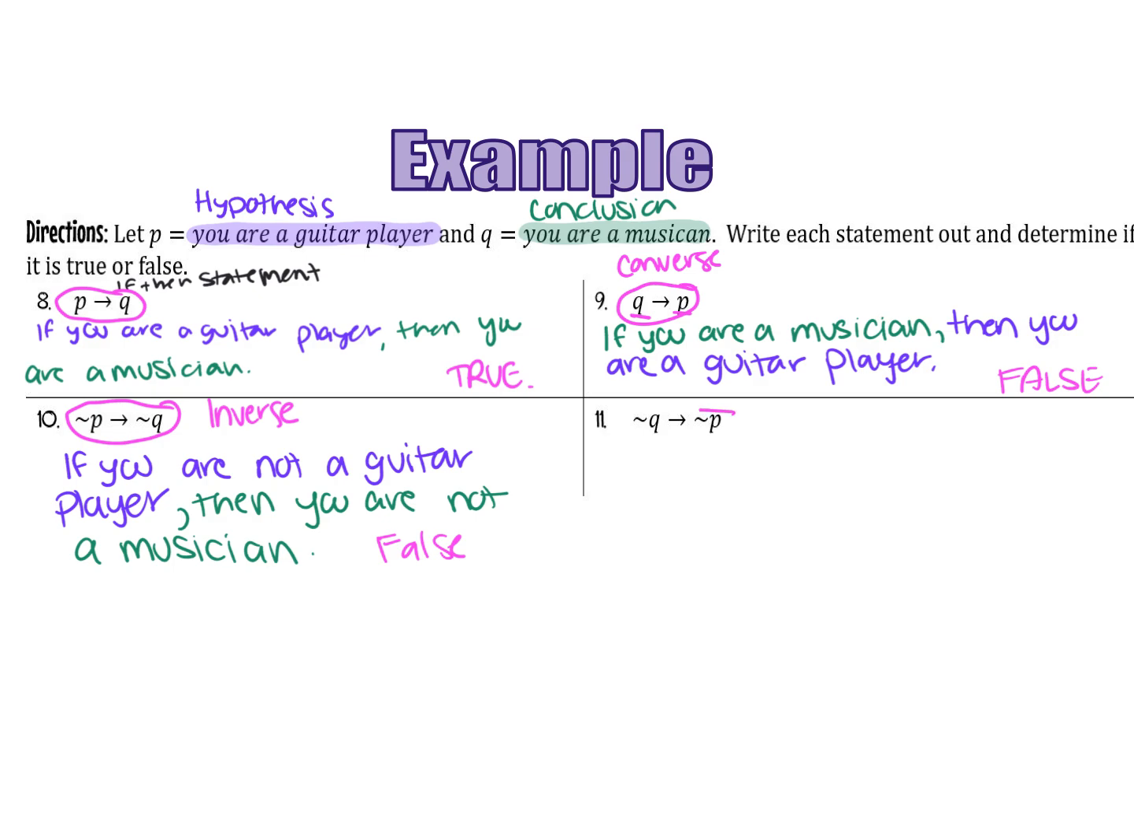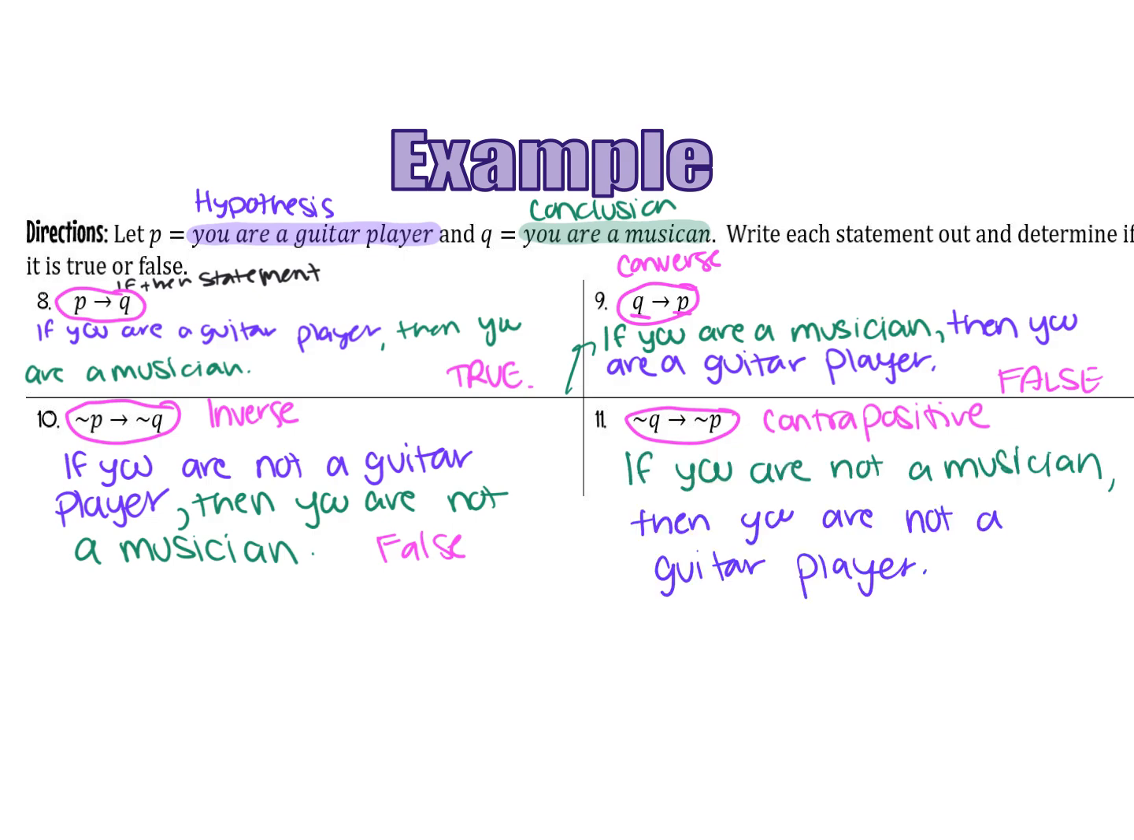And then lastly, number 11 says not Q means not P. So this is the opposite of the converse, and that's called the contrapositive. When we negate the converse, it's called the contrapositive. I know, lots of vocabulary here. But all we're really going to do is take our number 9 answer and put not. If you are not a musician, then you are not a guitar player. So go ahead and pause the video and answer that one.